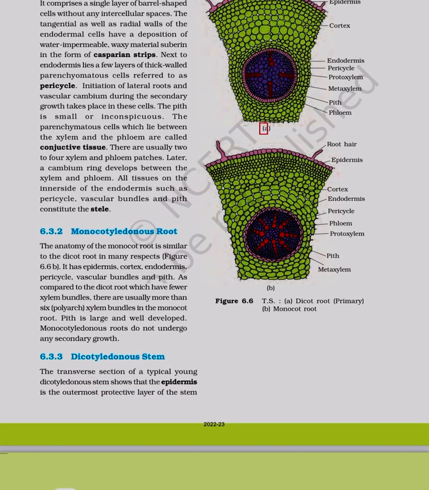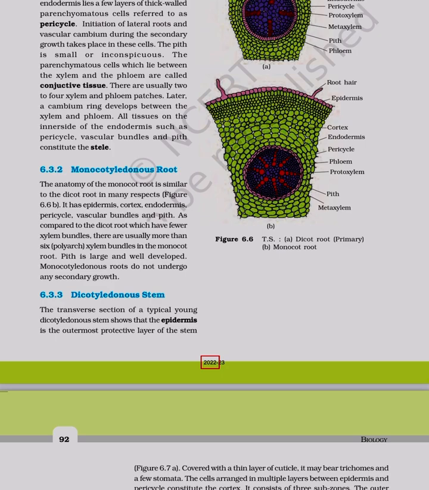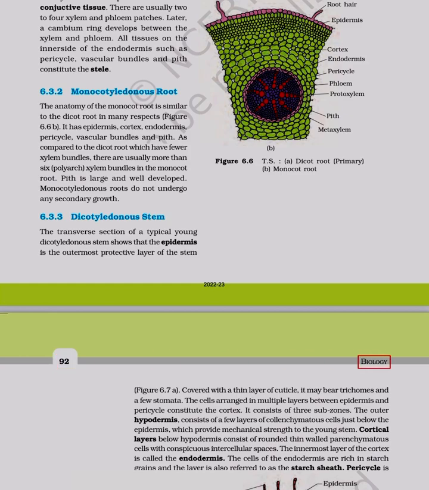Root hair, epidermis, cortex, endodermis, pericycle, protoxylem, metaxylem, pith, phloem. Figure 6.6 TS. A. Dicot root, primary. B. Monocot root.